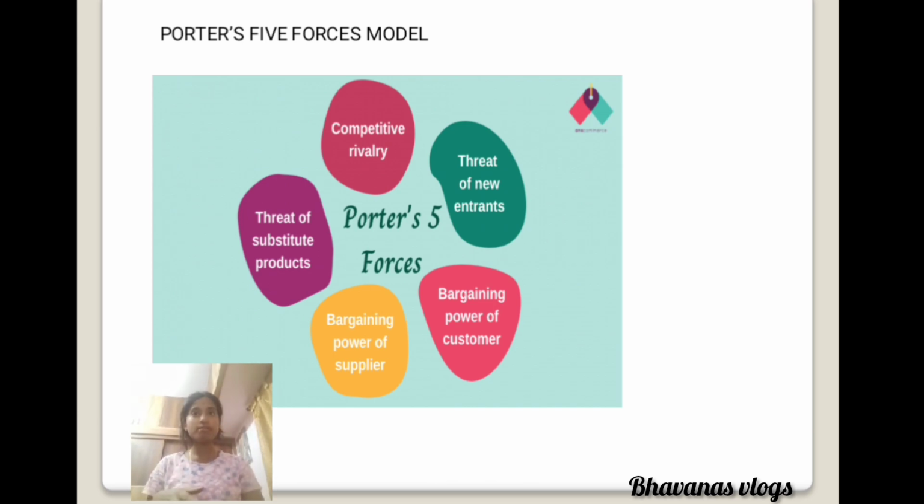Next one was customers' power. Customers' power is like having more strength. They can exert pressure on the business to provide a better product or services at a lower price. We should give more quality services or a quality product to the customer at a low price. That was the main intention of every business to sustain.